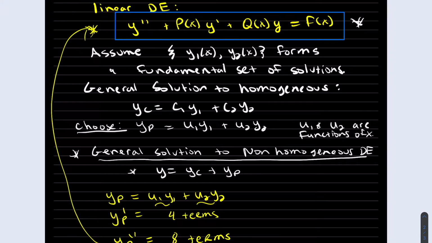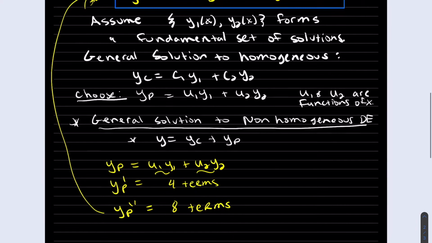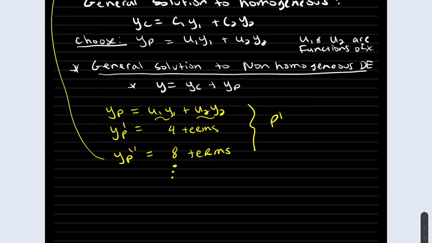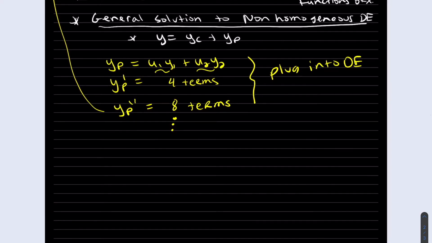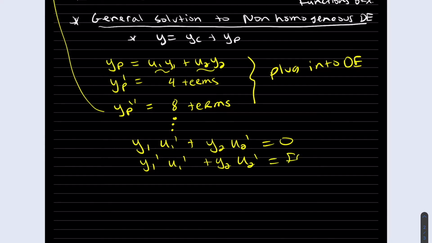And we'll simplify it. And what will come out, so we plug this into the DE, and we do a little bit of simplification. And what comes out are two equations when we equate: y1 u1 prime plus y2 u2 prime equals 0, and y1 prime u1 prime plus y2 prime u2 prime equals f of x.